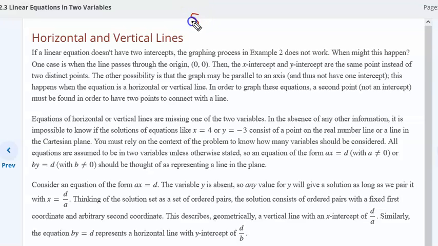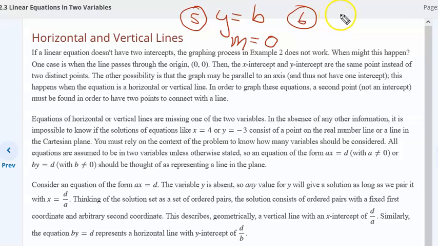We said equation 5, where it was in the form y equals b, is the equation of a horizontal line, and the slope of all horizontal lines is 0, and b is your y-intercept. Now the vertical line, we said was formula 6, if you're keeping track of the numbers. This was x equals a.